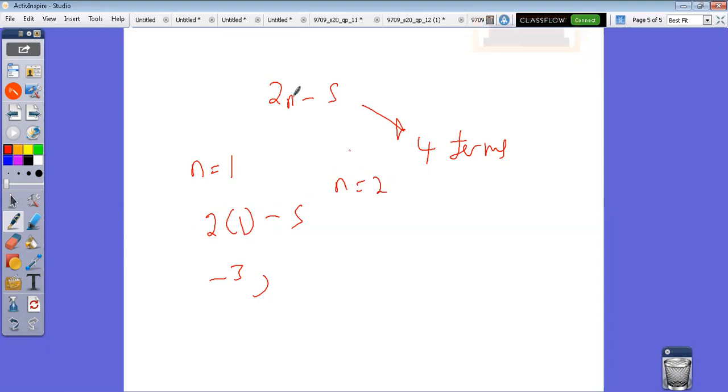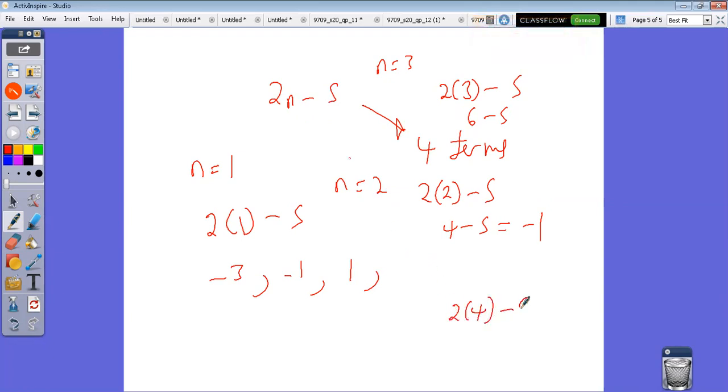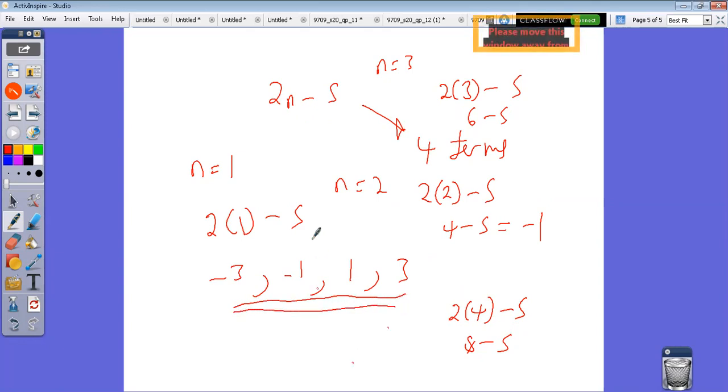Followed by when n is equal to 2, in your formula, 2 brackets multiplied by 2 minus 5. That is 4 minus 5, which gives you minus 1. Then the next one, when n is equal to 3, 2 multiplied by 3 minus 5. That gives you 6 minus 5, which is 1. Then the next term, when n is equal to 4, 2 brackets 4 minus 1. If you multiply, you get 8. If you subtract, you get 3. So those are the first 4 terms of this sequence.